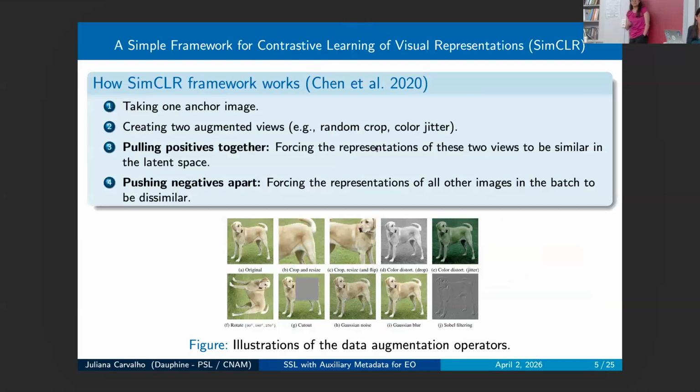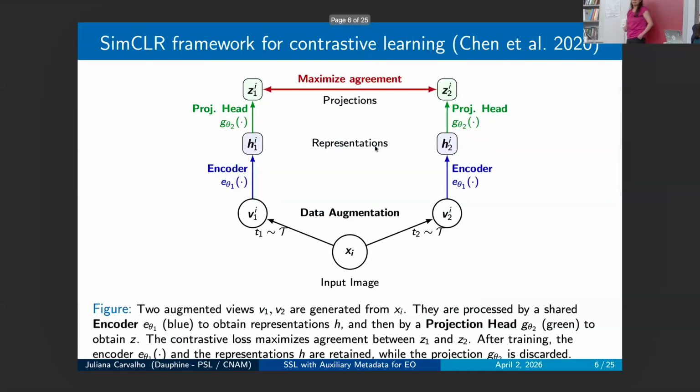SimCLR is a very popular framework within self-supervised learning, which consists of taking an input image and creating two augmented views from it by doing some editing of the images, such as random crop or color jitter. The goal is to put those augmentations that come from the same image together, while pushing the negative ones that come from different images apart.